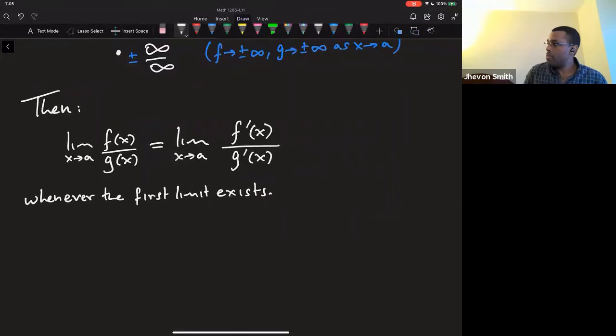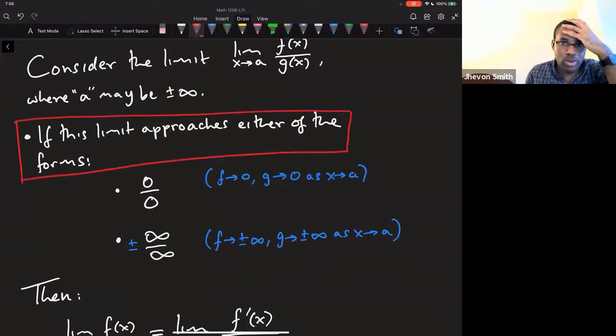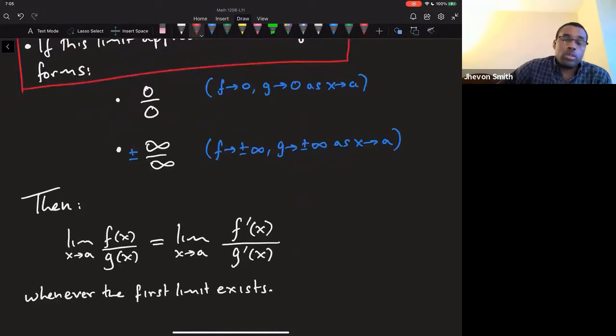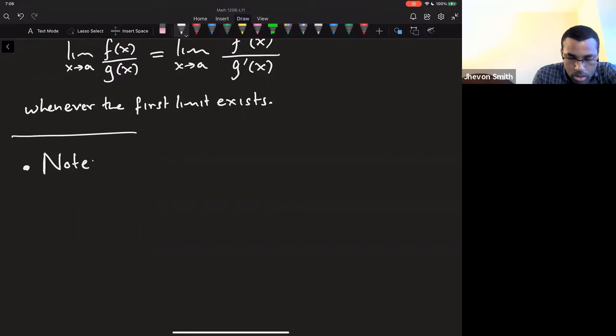It's basically it. And let me emphasize, you can only apply this rule in this scenario. You can't just do it whenever you want. If the limit approaches one of these two specific forms, it does not apply to any of the forms on the left. It only applies to these two forms on the right, 0/0 or infinity over infinity. If your limit approaches one of these two forms, then the original limit that you have, if it exists, will actually be the same value as the derivative of the top divided by the derivative of the bottom. So it's not like I'm doing a quotient rule or anything. I'm just differentiating the top and differentiating the bottom and taking the same limit. And that's L'Hôpital's rule.